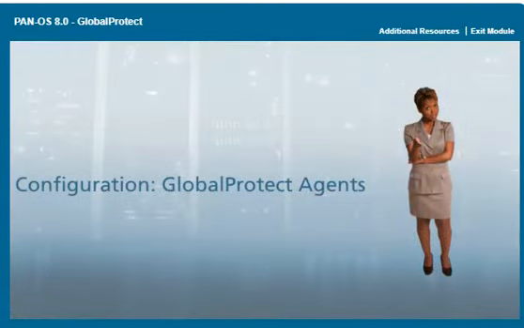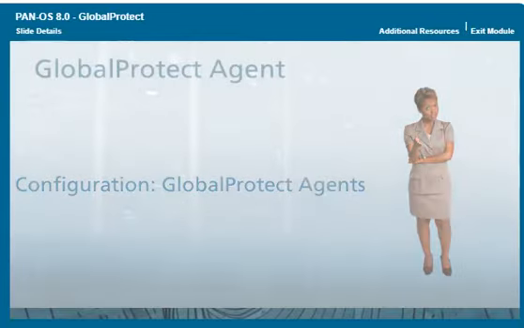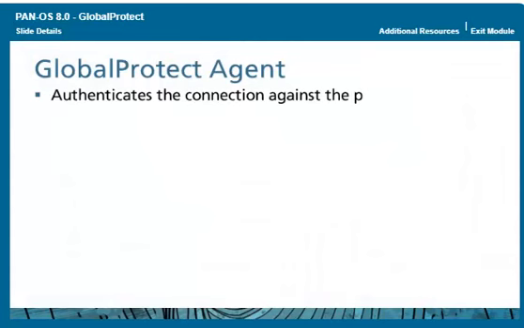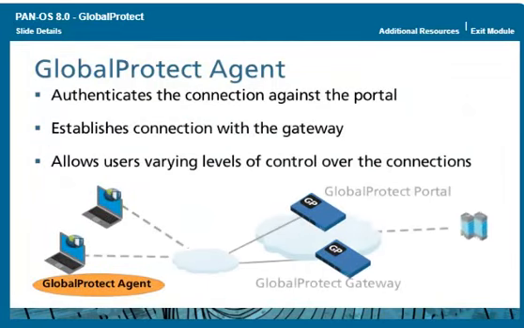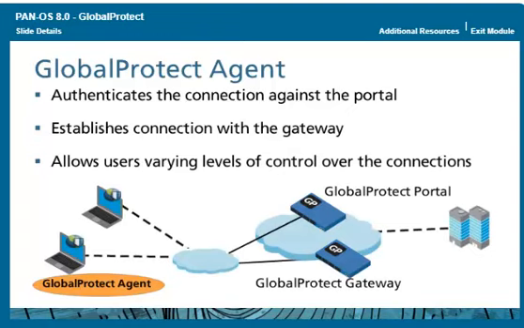Configuration: GlobalProtect agents. The GlobalProtect client software runs on end-user systems and enables access to your network resources via the GlobalProtect portals and gateways you have deployed. The software is available both in agent form for Windows and macOS systems and in app form for mobile devices.